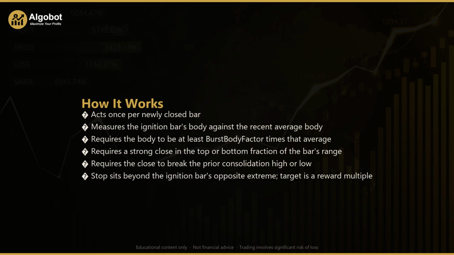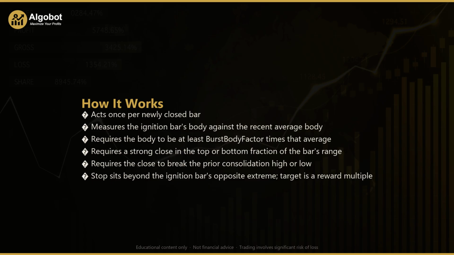Then it checks structure. The strategy detects the highest high of the prior lookback bars, and the ignition close must push above that level, a micro break of structure to the upside. When a bullish candle satisfies all three conditions, an oversized body, a strong close near its high, and a break above prior structure, the EA signals a long entry. It buys at the ask. The stop loss is placed just beyond the ignition bar's low, offset by a small fraction of that bar's own range. The take profit is then set at a fixed reward-to-risk multiple of that stop distance. The short side is a perfect mirror image.